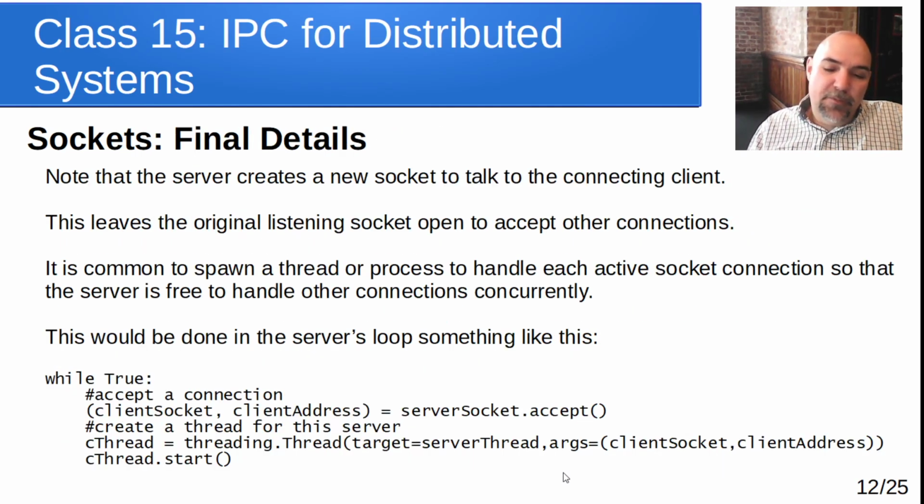All right, a few final details about sockets here. This was a pretty quick coverage of that. We're going to have a lab where you get to play with this later, but also in the networking class, you're going to be playing with this. But note that the server creates a new socket to talk to the connecting client. That leaves the original one there, like I mentioned earlier, to accept other incoming connections. So it's common to spawn a thread. This is the concurrency class, so it's common to spawn a thread to handle each active socket connection, so the server is free to handle other incoming connections.